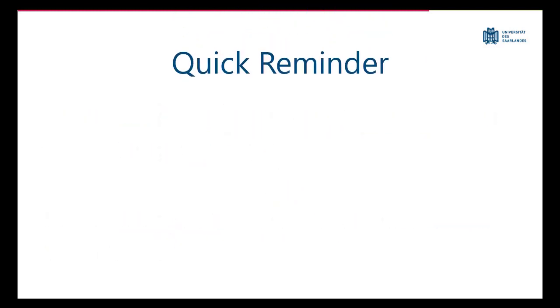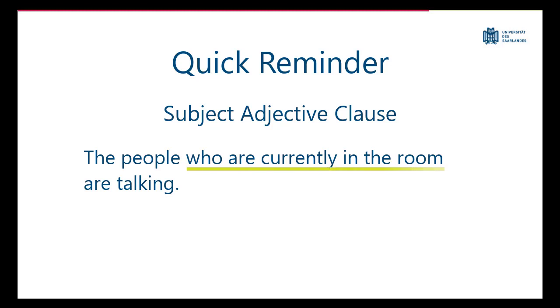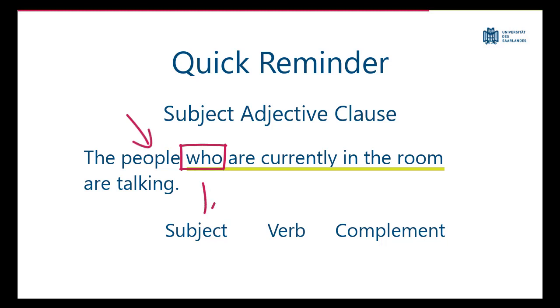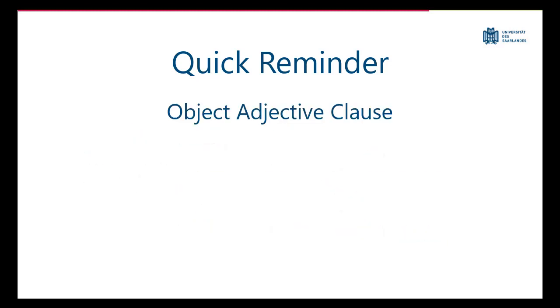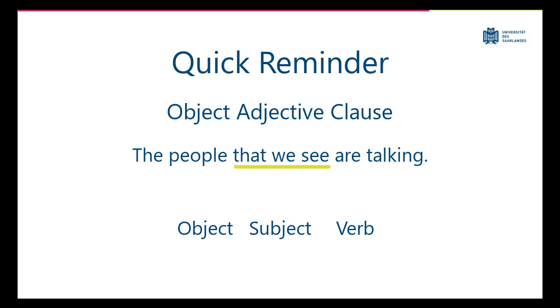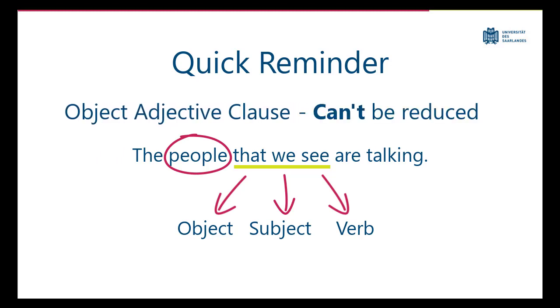Quick reminder. The following sentence contains an example of a subject adjective clause. The people who are currently in the room are talking. Remember that every clause needs a subject, verb, and object or complement. Here, the relative pronoun who, which refers to people, is the subject. Are is the verb, and currently in the room is the complement. Object adjective clauses are a bit different. In the example, the people that we see are talking, the pronoun we is the subject, see is the main verb, and the relative pronoun that acts as an object, that is, replacing people. This type of adjective clause cannot be reduced.